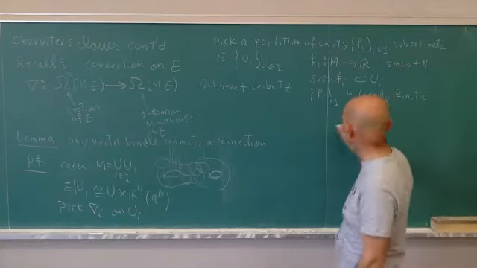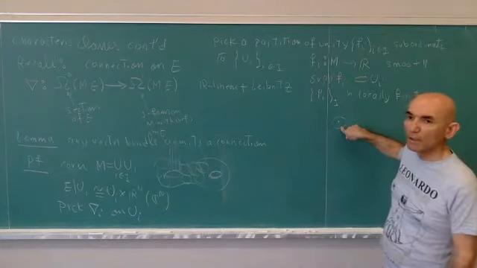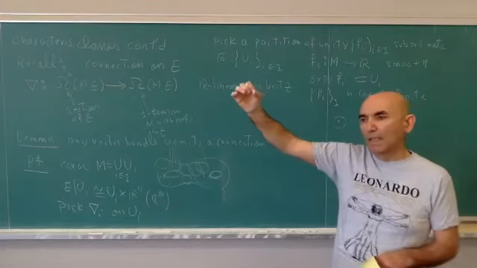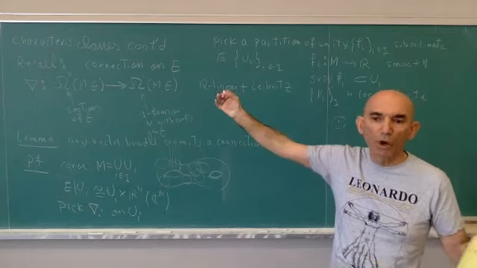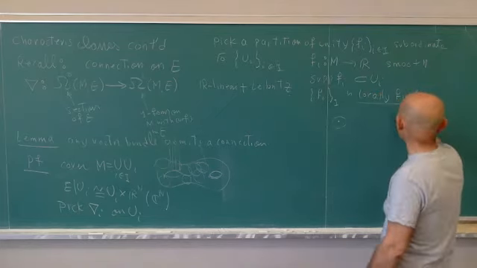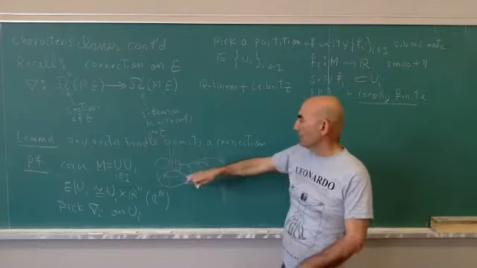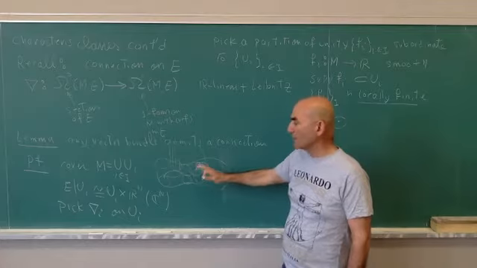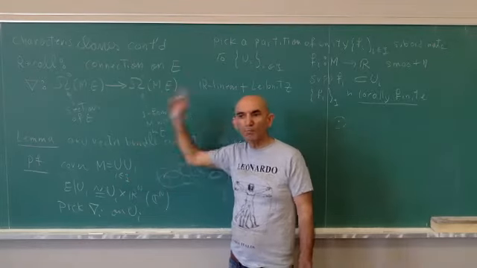Locally finite means that for each point, there exists an open neighborhood where only a finite number of these f_i's are non-zero. For every point, there is a small neighborhood around that point where only a finite number of these f_i's are non-zero, and the rest are all zero. So this is called locally finite. And there is a theorem in general topology, basic analysis, that shows that if you have a nice space, and manifolds are definitely in that class, there is always a partition of unity subordinate to any open cover like that. So we pick that, right?